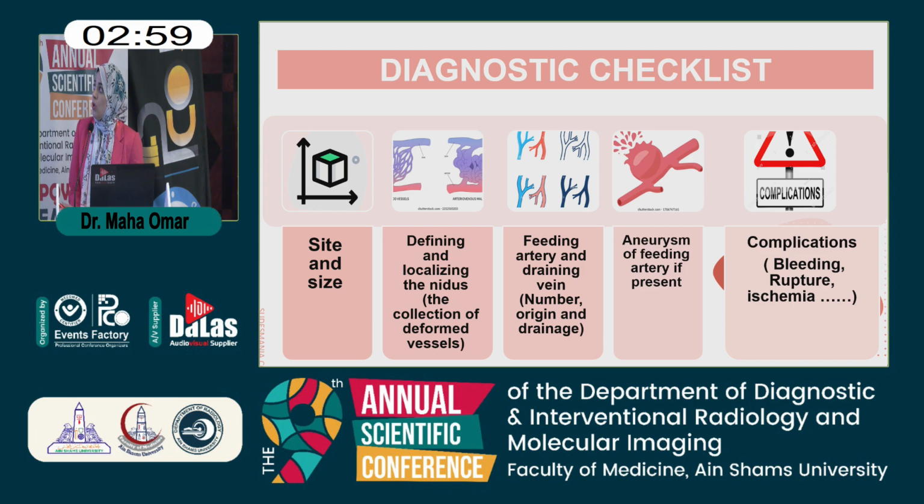We should also look for aneurysmal dilatation in the feeding artery and report it if present, and the size of this aneurysm, and any possible complications such as ischemia, as we said, the steal phenomenon, bleeding, rupture, and so on.